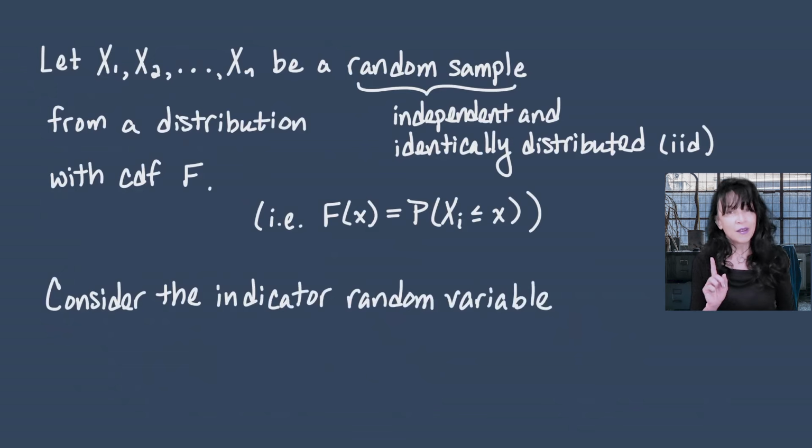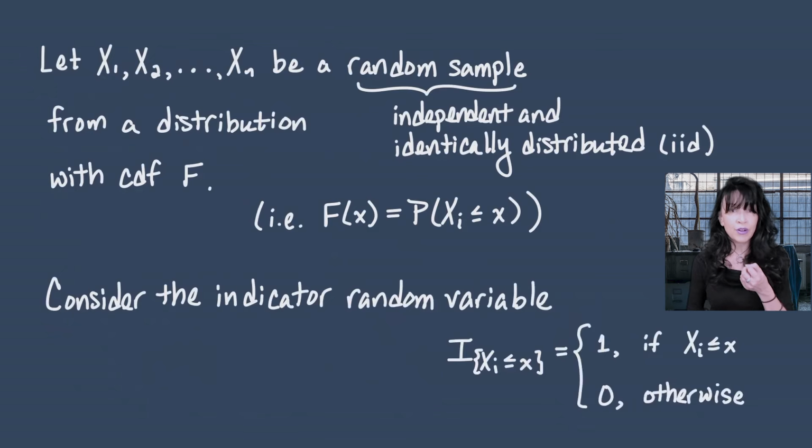What do I mean? I'm going to use a capital I for indicator. You can use many symbols here. You could use your favorite indicator variable notation if you've worked with them before. And I'm going to have a subscript here that shows a set where capital Xi is less than or equal to x. This is going to be a function that returns a value 1 if your randomly sampled value Xi is less than or equal to x, and 0 otherwise.